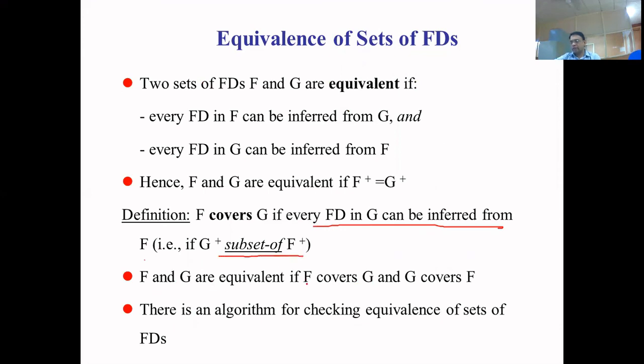F and G are equivalent if F covers G and G covers F. That means every dependency in G can be inferred from F and every dependency in F can be inferred from G. So we have an algorithm for checking equivalence of sets of functional dependencies.